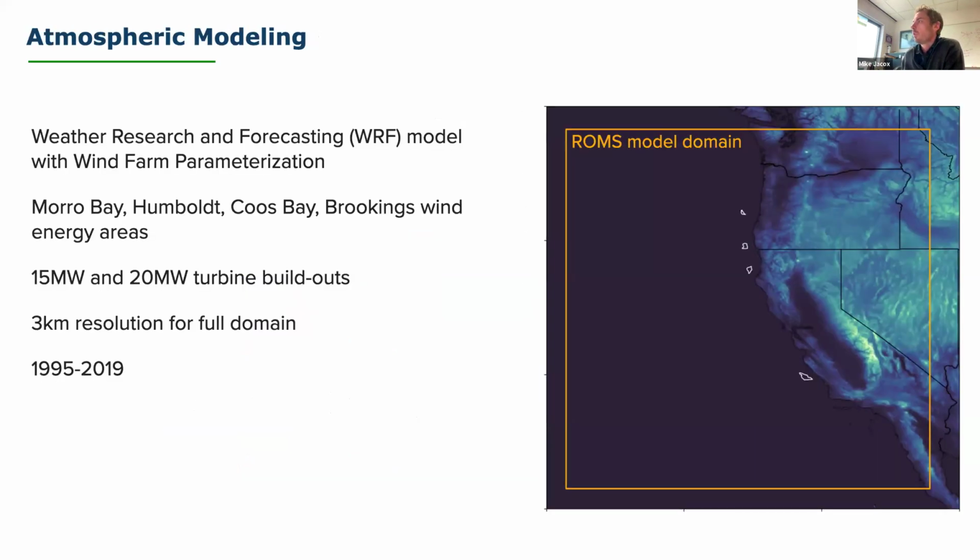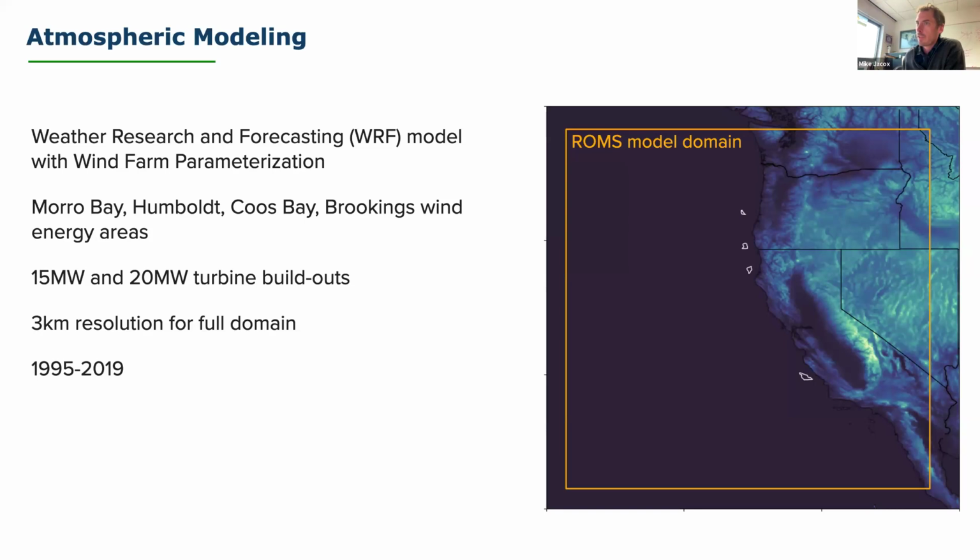So to look a little more in detail at the atmospheric model, this is showing the spatial coverage. You can see the wind energy areas that we're now looking at: Coos Bay, Brookings, Humboldt, and Morro Bay. We are doing build-outs with 15 and 20 megawatt turbines. The whole domain is run at 3-kilometer resolution for about 25 years.